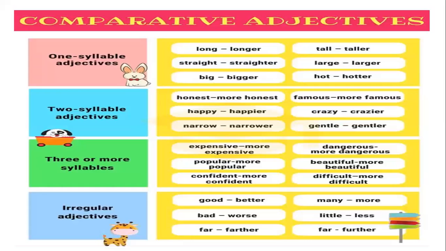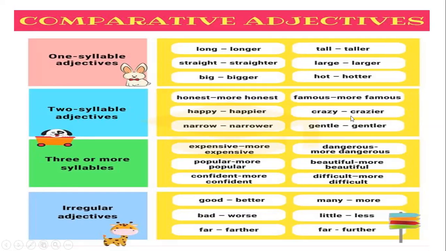And I have here more examples. For example, when I have a one syllable adjective, I say long, longer, tall, taller, straight, straighter, large, larger, big, bigger. This is only the comparative, right? Big, bigger, hot, hotter, honest. If you see honest, it's a little bit long, so I use more honest. Happy, I change the Y and add I-E-R, happier.